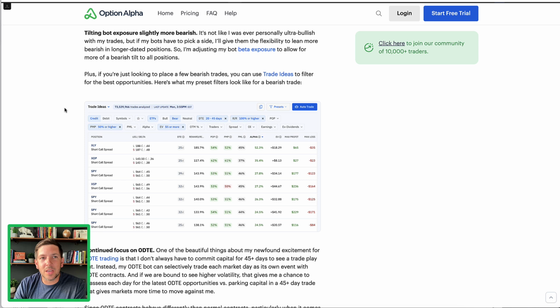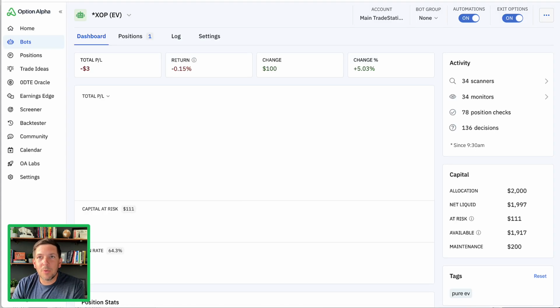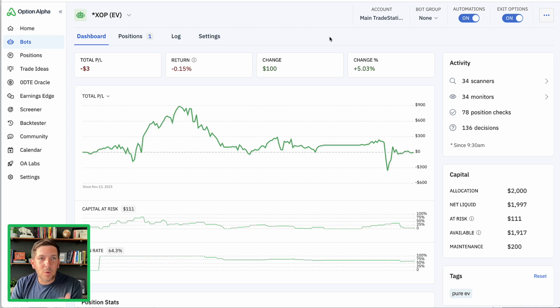Again, three major things. One is I'll be tilting bot exposure slightly more bearish. Now, this can come in many forms. If you're auto trading and using bot exposure, or you're letting your bots choose direction or trend, you might want to tilt them a little bit more bearish. For example, I will be adjusting my beta exposure in some of my pure EV bots that I still run, giving them a little more room to grab bearish exposure. I'm actually going to do that with you guys here so you can see it. This is just one of the EV bots I run.